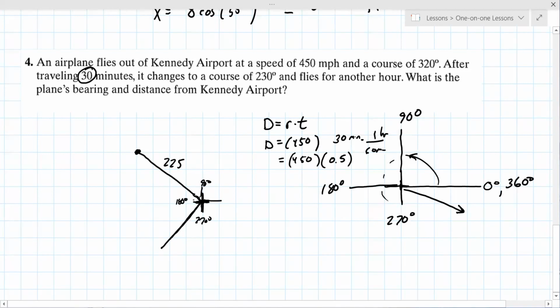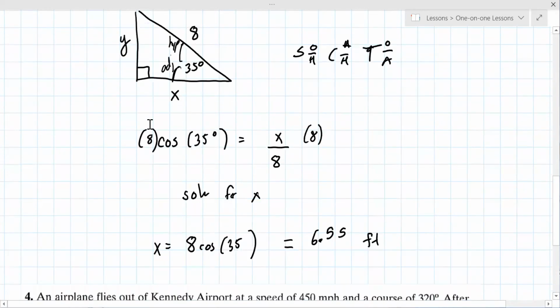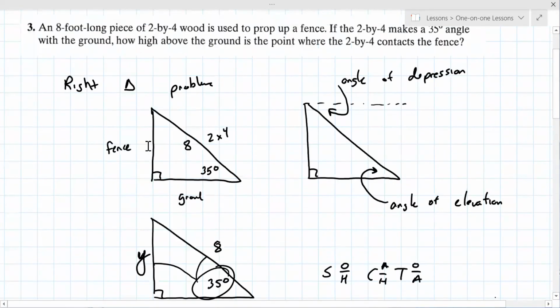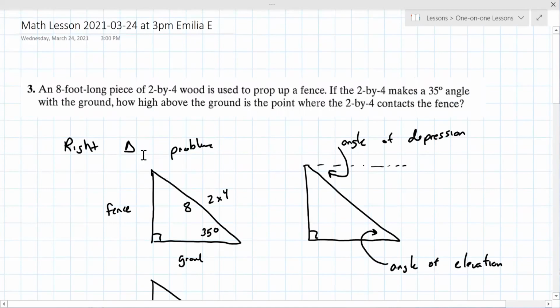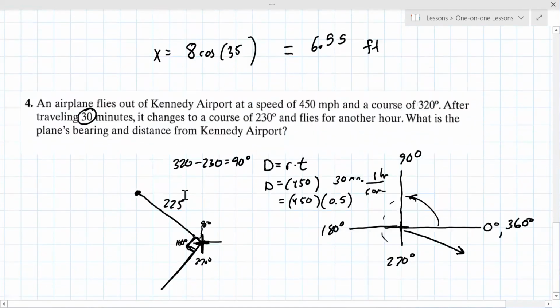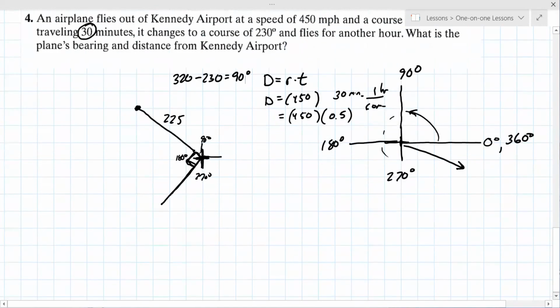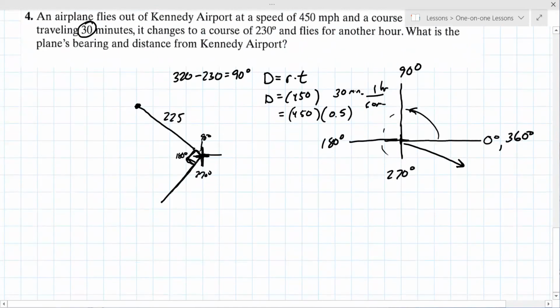So this is 90 degrees because 320 minus 230 equals 90 degrees. And I wrote this earlier because this is the part of the class you're in. All of your problems that you're dealing with are right triangle problems. So if you get something on an exam, there needs to be a right triangle created as a result of that. So now it goes this way. How far does it go?